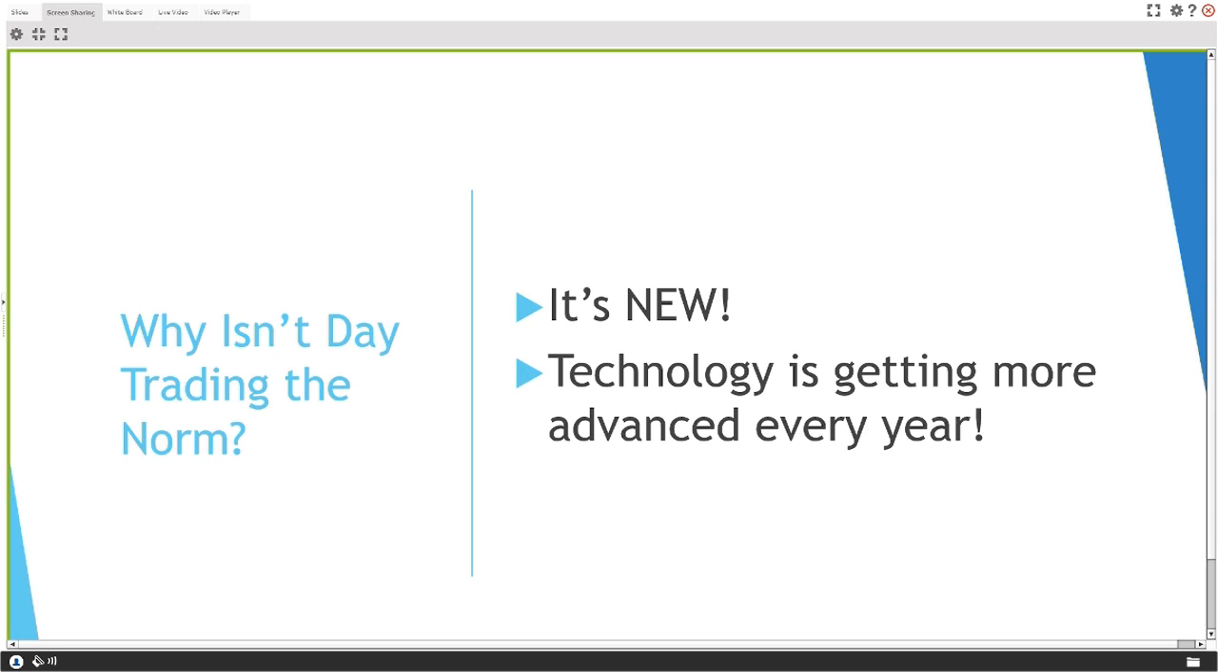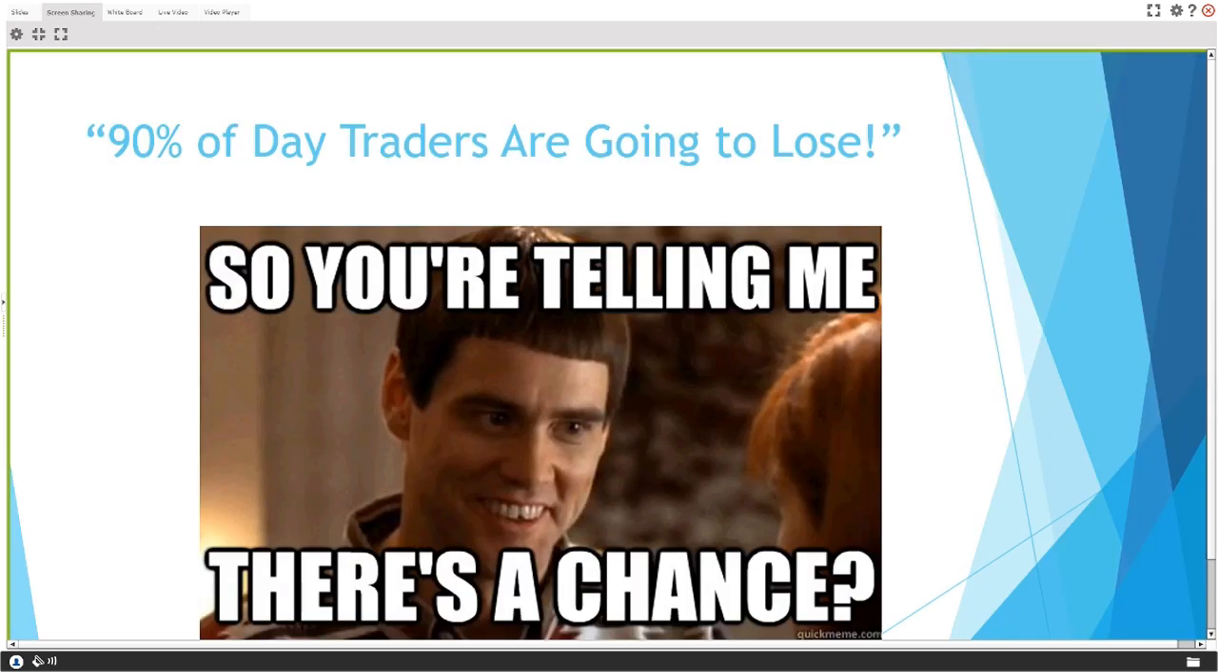Now, one of the statistics that you are going to hear a lot in day trading is that there is a large number of traders who fail. And this scares a lot of people away. So we have right here, 90% of day traders are going to lose. That's what we hear a lot of the time, right? 90% are going to lose. You see right here, Dumb and Dumber: "So you're telling me there's a chance, right?"